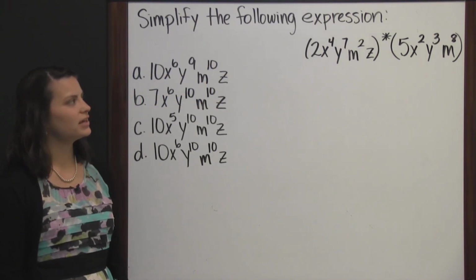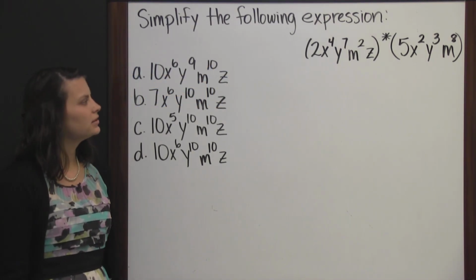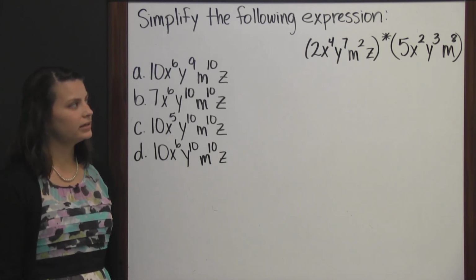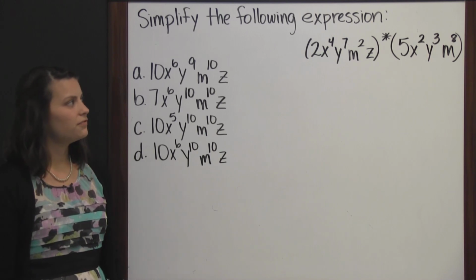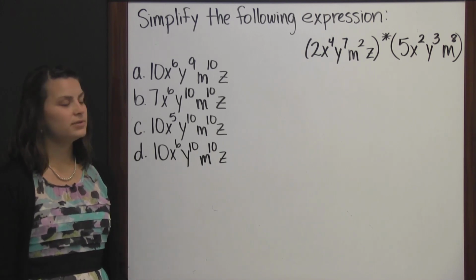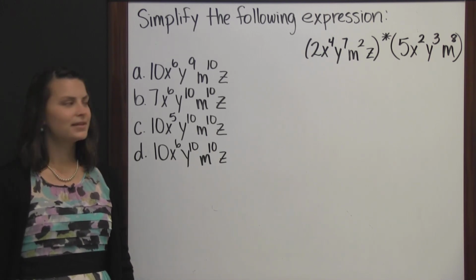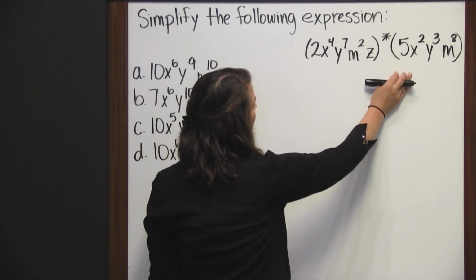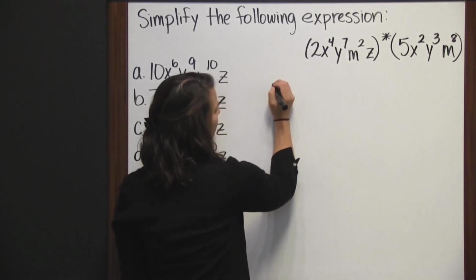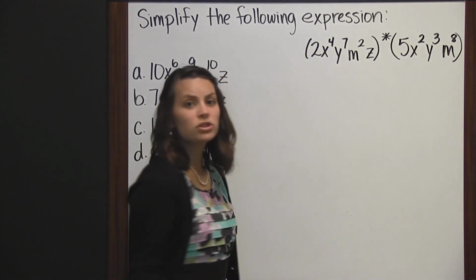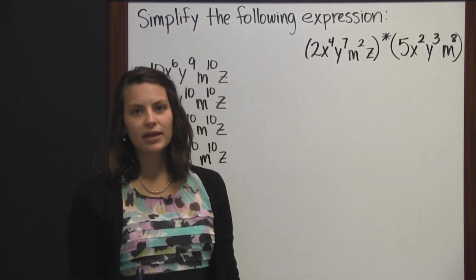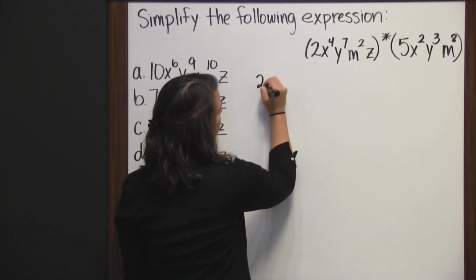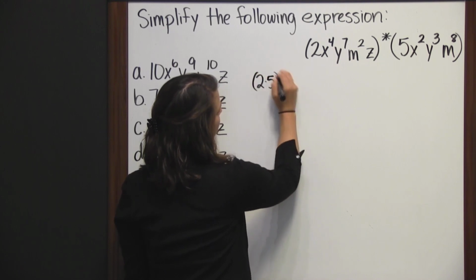Simplify the following expression. 2x to the 4th, y to the 7th, m squared, z, times 5x squared, y cubed, m to the 8th. I'm going to start by multiplying my like terms together. So I can rewrite this. It's multiplication, so you can multiply in any order you want. So I'm going to multiply 2 times 5 together.